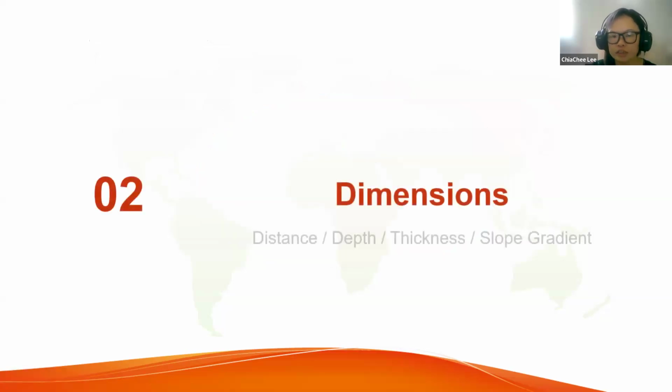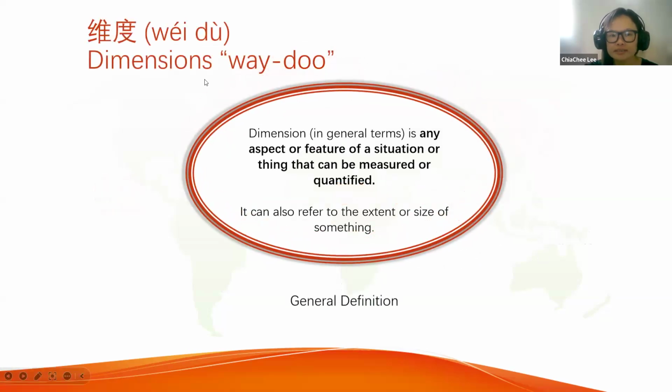Then we proceed to the dimensions. Dimensions is today's topic. We'll look into distance, depth, thickness, and slope gradient. All right. So dimensions itself is called 纬度. 纬 is second tone, just like the highway or railway. 纬. 度 is like do you love me, but fourth tone. 度. Okay, 纬度.